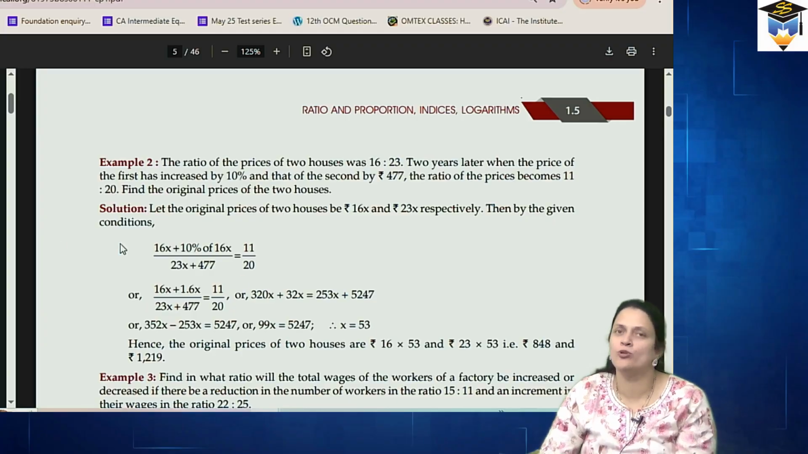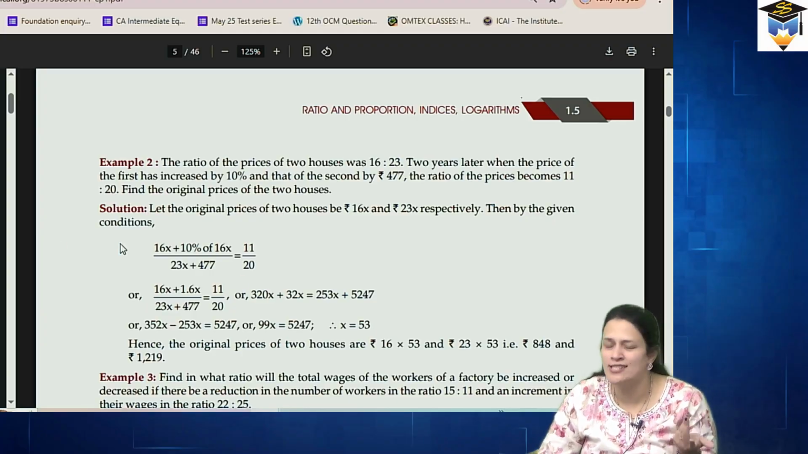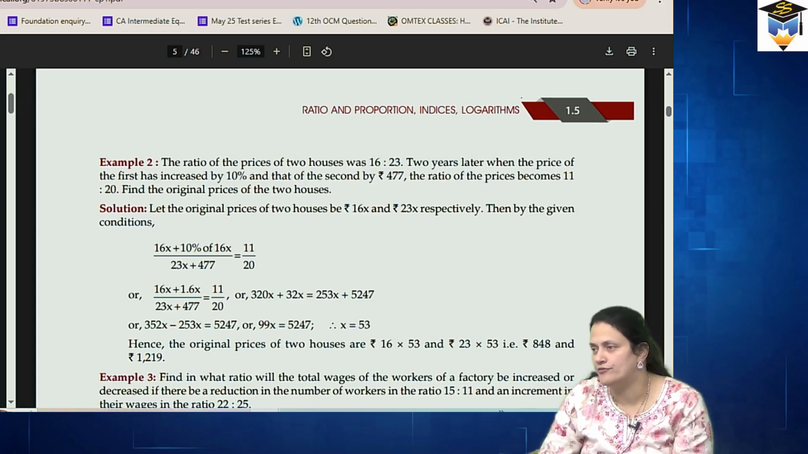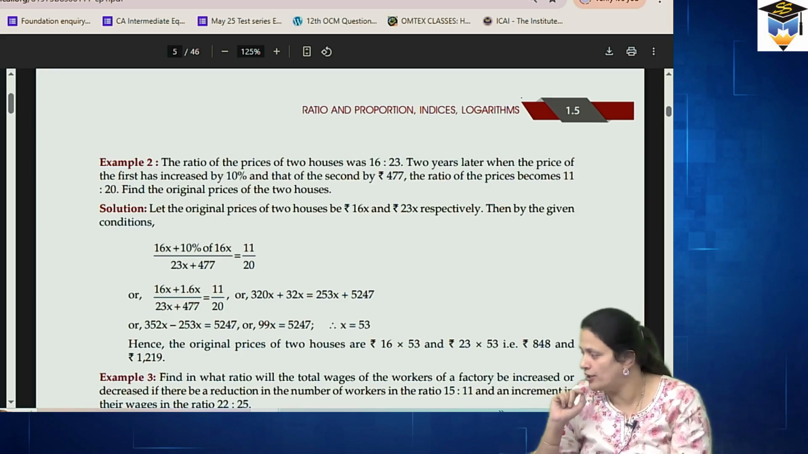And then you have to solve. You know 10% of 16x is how much? 1.6x. So 1.6x plus 16x. And cross multiply to solve. Please write it down. This is important. Please write it down.